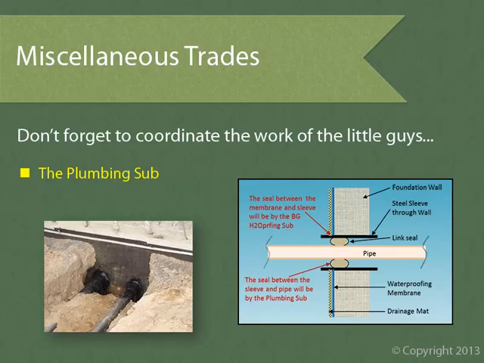The exterior side of the basement wall has a waterproofing membrane with a drainage mat, and the below-grade waterproofing subcontractor should be held responsible for sealing their membrane to the outside of the steel pipe sleeve. However, the plumbing sub should be responsible for sealing between their pipe and the inside of the steel pipe sleeve. They do this with an off-the-shelf product called a Link Seal.